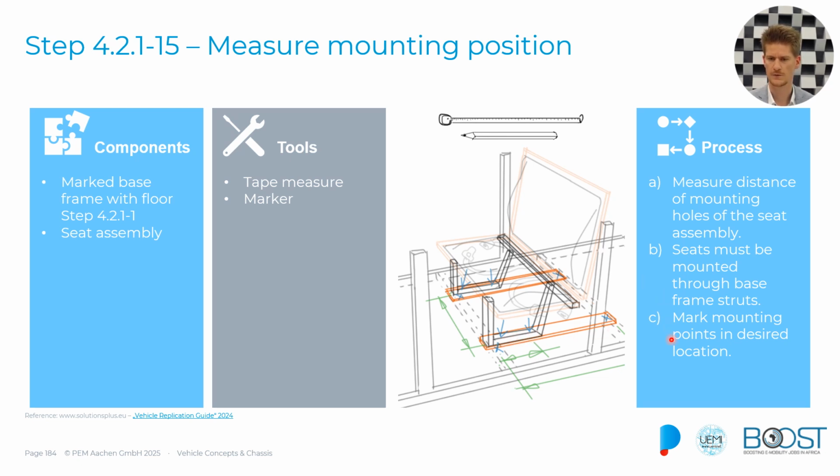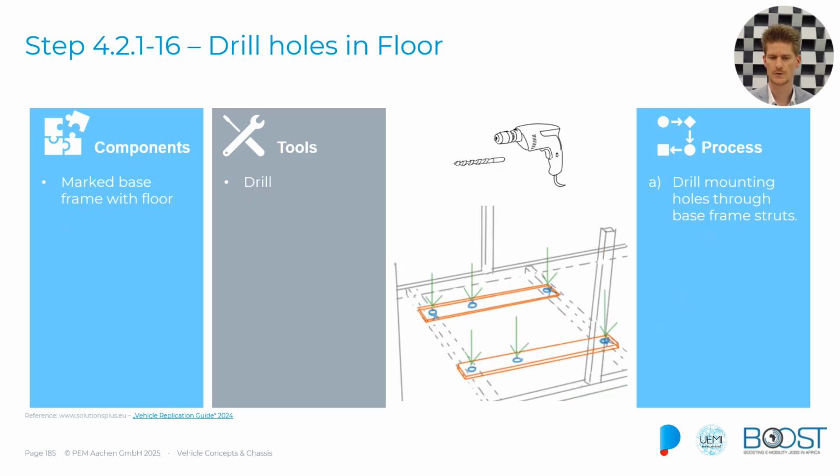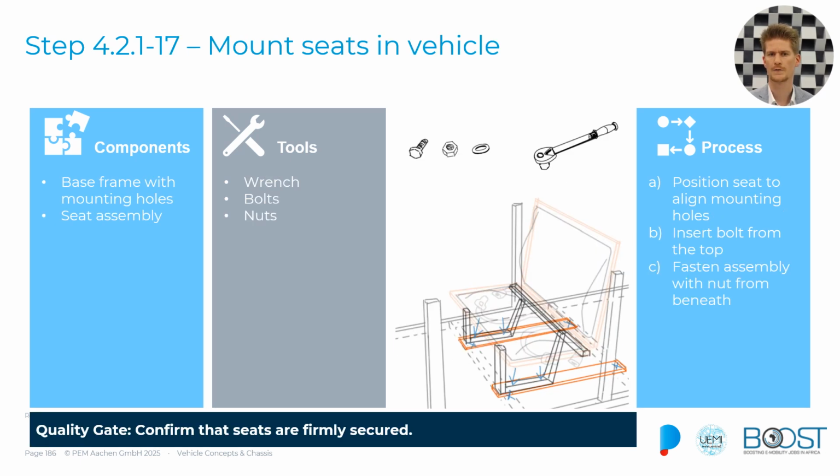So measure the distance of the mounting holes of the seat assembly and mark your mounting points, and the next step would then be to take a drill and drill some holes into the strut positions, and if necessary also into the base plates. And after that the seat will be mounted. So we will have the base frame and the seat assembly, some bolts, nuts and washers, and they will be wrenched with a torque wrench to the base frame.